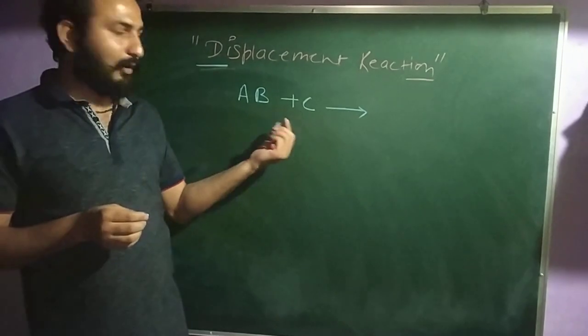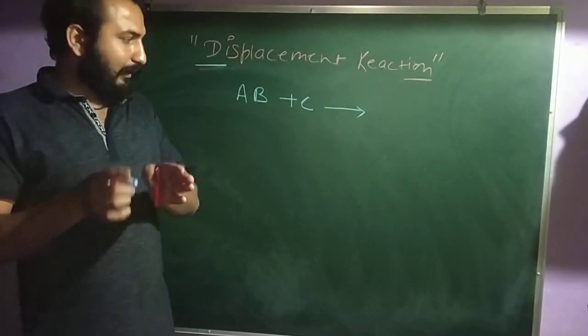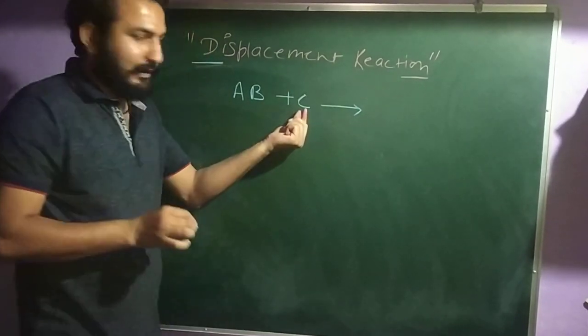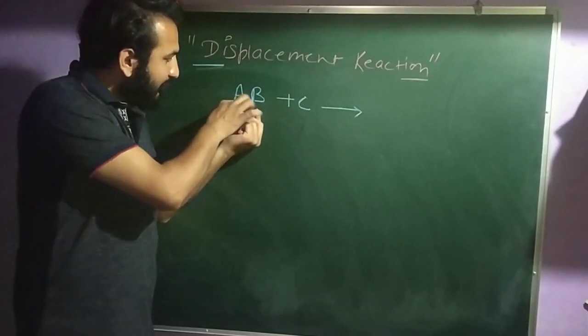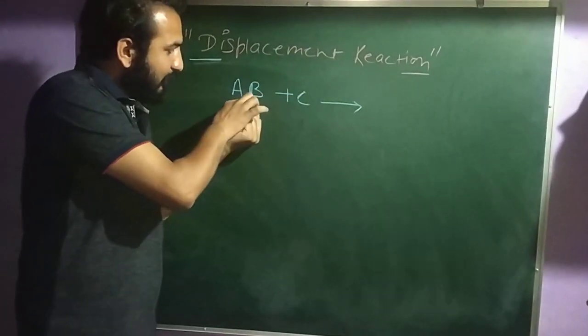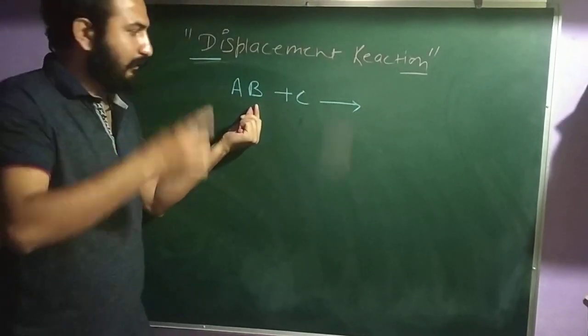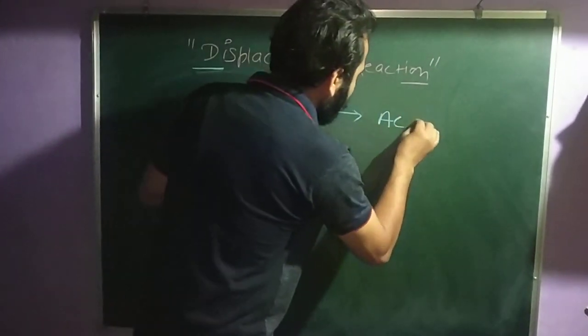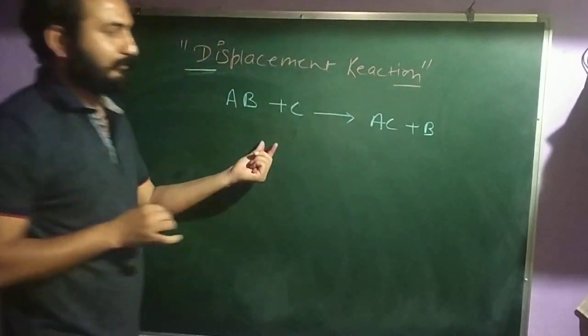AB is a type of compound reacting with C. In this, C displaces one atom of this AB and takes the place of this one. Clear? That means here, for example, it forms AC plus B.